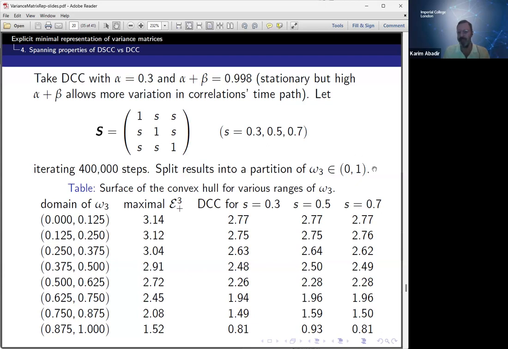Then we did the kind of partitioning that we saw in the previous picture, where we partitioned omega 3 into a sequence of slices between 0 and 1. These slices are not very thin. They have a thickness of 0.125. And the negative values of omega 3 and the positive ones are basically symmetric.